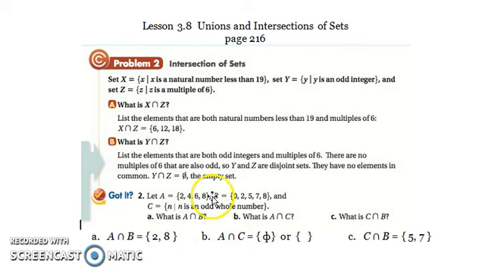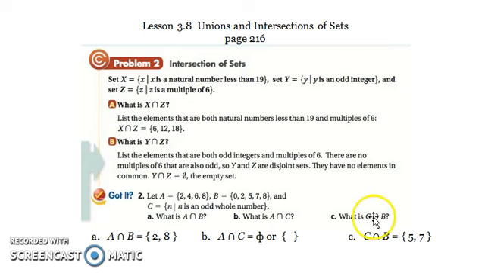A intersects C is the empty set because this is odd numbers and this is all even numbers, so they have nothing in common. So you can write it as just an empty set, or you can write it as the null set. Actually, I don't think we use the brackets for this one.